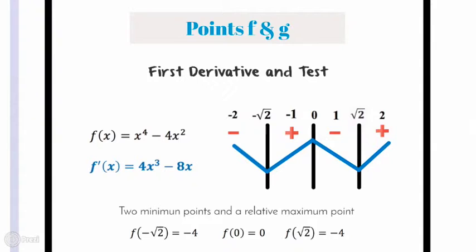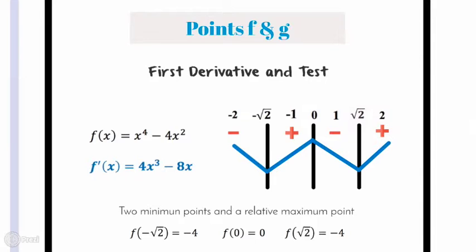For letter G, we solved it by getting the derivative of the original equation, and then we made it equal to 0, and isolated x and got the first x, which gave us 0. The second one gave us square root of 2, and the third one minus square root of 2.